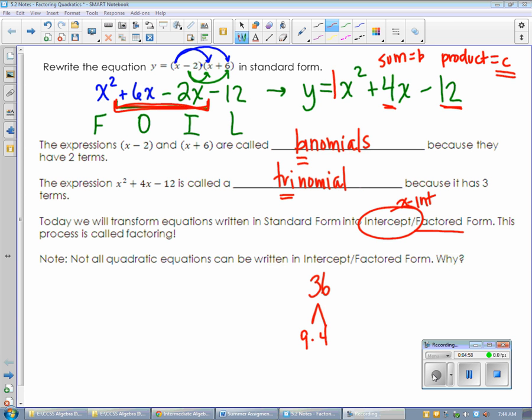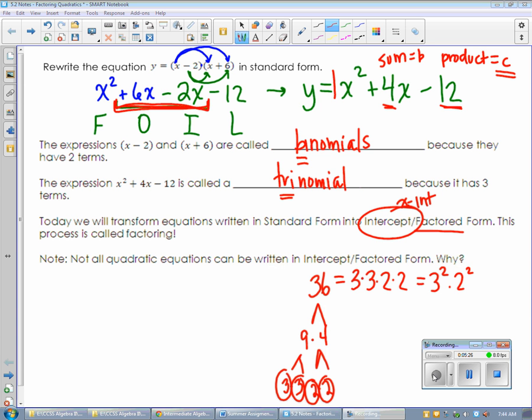Well, notice the 9 and the 4 can continue to break down. So with the 9, we might say, oh, well, that's just 3 times 3. And 4 can be broken down to 2 times 2. Now what I've done is I've found all of the prime factors of 36. And so I can rewrite 36 as 3 times 3 times 2 times 2, or 3 squared times 2 squared. And this is essentially what we want to do with quadratics.